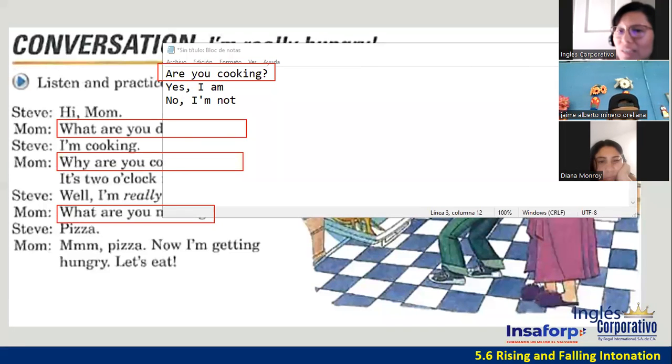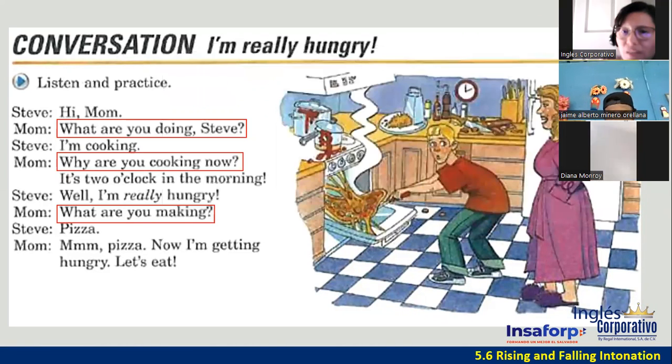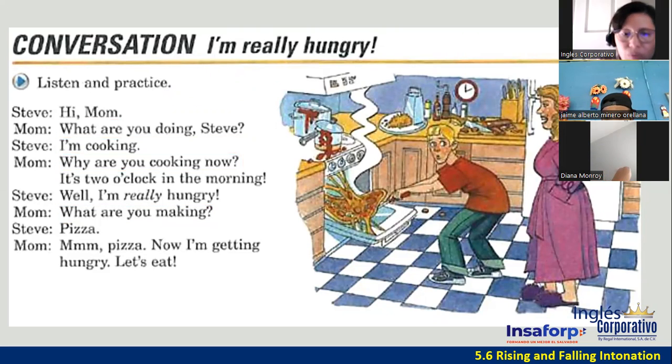¿Verdad? Y a este tipo de pregunta de atrás que tenemos aquí, estas de acá se llaman information questions. Ahora vamos a hablar un poquito acerca de ellas, ¿ok? Voy a borrar mis dibujitos para que podamos ver todo lo que vamos a revisar con respecto a este tema, ¿ok?